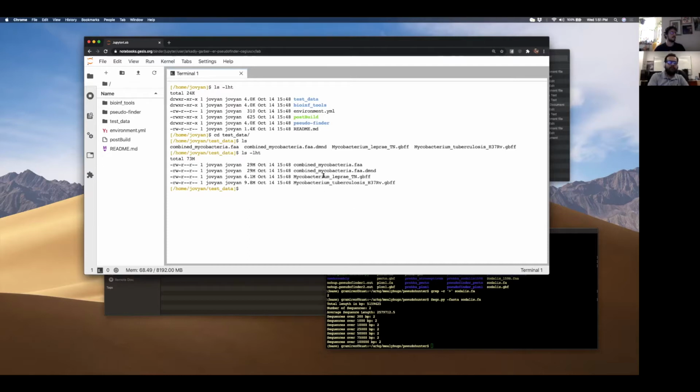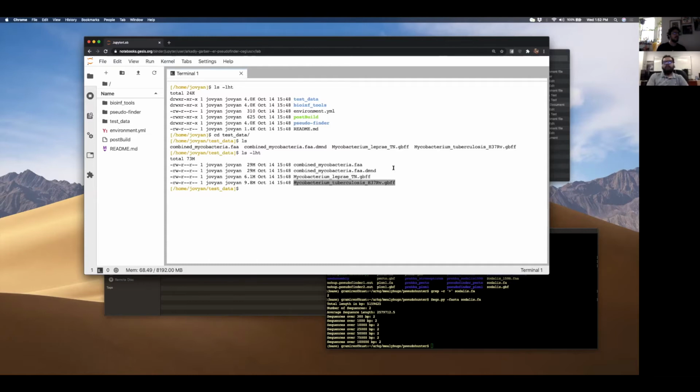So Mycobacterium leprae is what causes leprosy, and it's an intracellular pathogen. It has a very interesting genome: its genome highly resembles the genomes of recently acquired endosymbionts, in that a big part of its genome is pseudogenes. Actually, I don't know exactly what proportion of its genome is pseudogenes, but it's a lot higher than average bacteria.